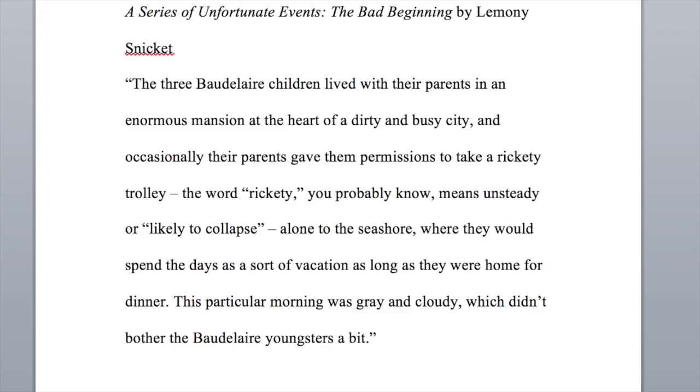So let's take a look at the detail words that Lemony Snicket uses. We have enormous for enormous mansion. We have heart of a dirty and busy city. There's rickety trolley. And then we also have gray and cloudy. So because of these words, we know that he makes a picture for us so that we know what to see in our heads. If you read this passage, you imagine an enormous mansion at the heart of a dirty and busy city and the gray and cloudy beach and the rickety trolley.